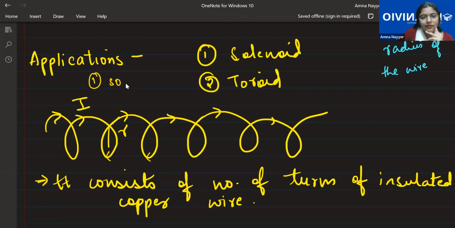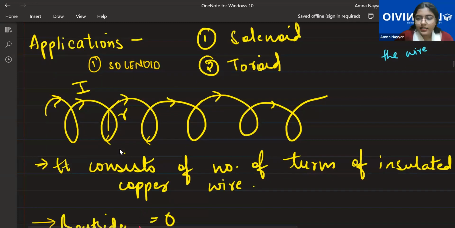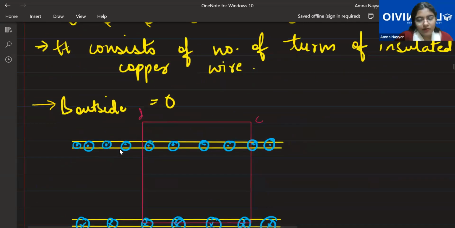So see, you have an insulated copper wire with a number of turns, made in the form of a helical, like a spring. This is what a solenoid is. Because current flows through it, and we have seen that when current flows through a current carrying conductor, magnetic field is produced. So it consists of a number of turns of insulated copper wire.